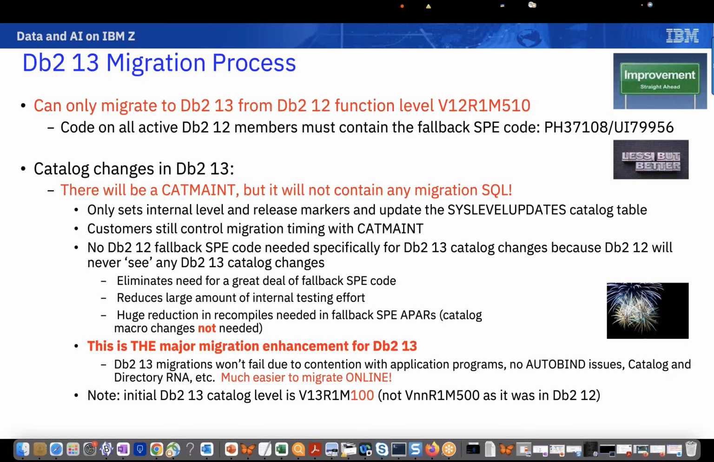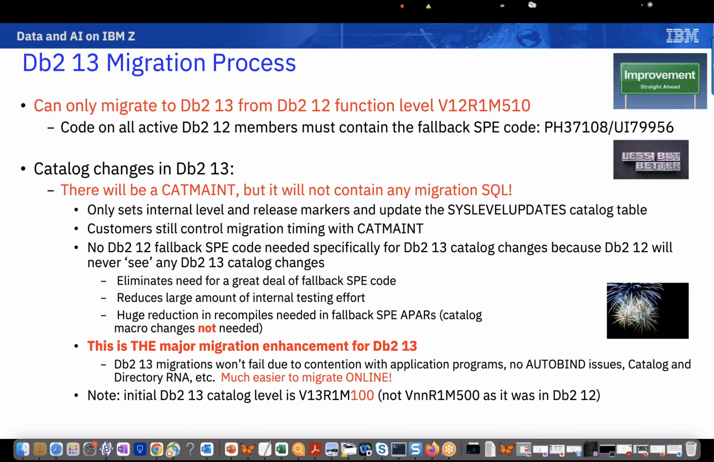In previous releases, if you paid attention, the fallback SPEs that we had were huge. We had to retrofit the definition of the catalog objects back to the previous release, and it usually meant hundreds of recompiles, which meant many APARs, and those APARs would pull in a lot of other maintenance that you might not have cared about otherwise. So by not changing the structure of the catalog, we don't have a huge fallback SPE that is ugly for you to put on. So you don't have to put on these APARs.